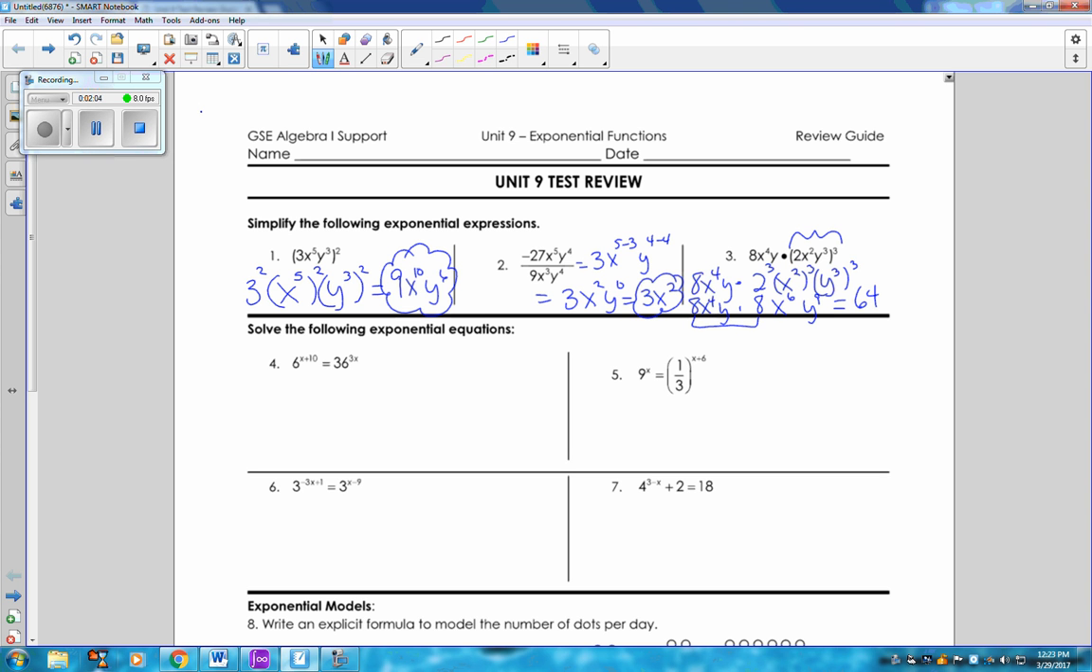And when you're multiplying with like bases, you add your exponents. So the x to the 4th and x to the 6th, you're going to add the exponents. 4 plus 6 is 10. And the y's, this is y to the 1st power, and y to the 9th power gives you y to the 10th power.